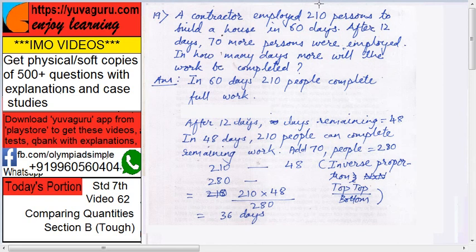Top, top, bottom. It means top into top upon bottom. 210 into 48 upon 280. Calculate this, you will get 36 days. So if 70 more people are employed, making 280 people, you will complete the remaining work in 36 days.